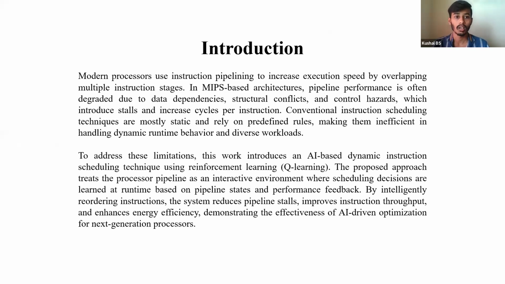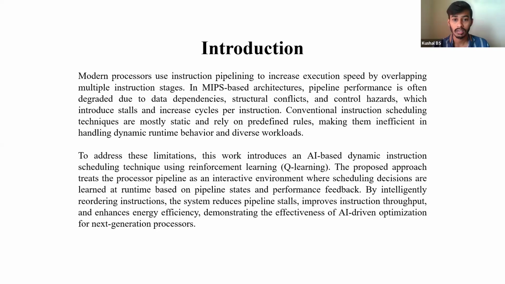Introduction: modern processors use instruction pipelining to increase execution speed by overlapping multiple instruction stages. In MIPS-based pipeline architecture, performance is degraded due to dependencies and structural conflicts. Control hazards increase cycles per instruction. Conventional instruction scheduling techniques are mostly static and rely on predefined rules, so they struggle to handle dynamic runtime behavior.